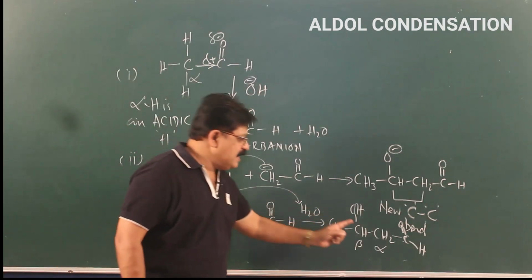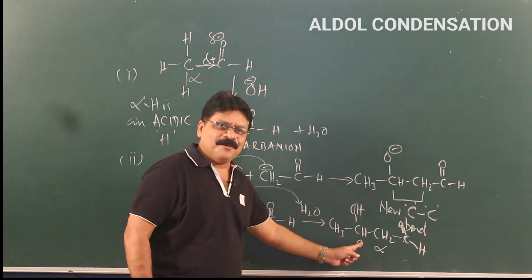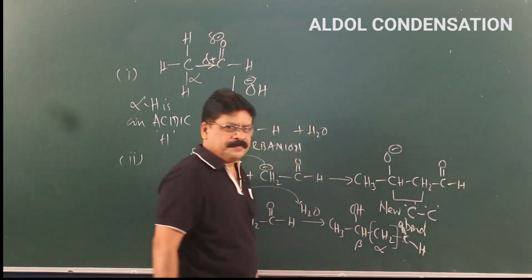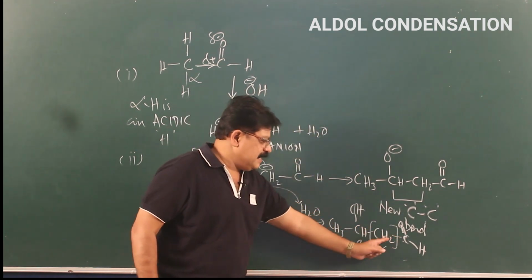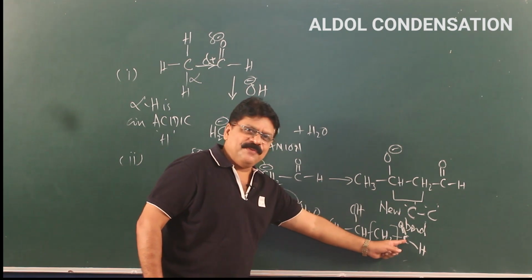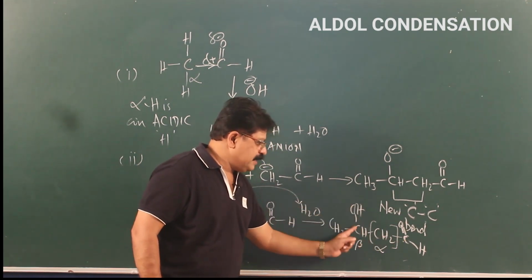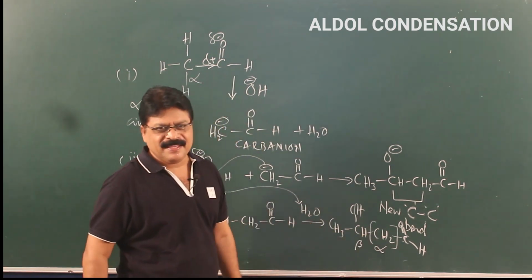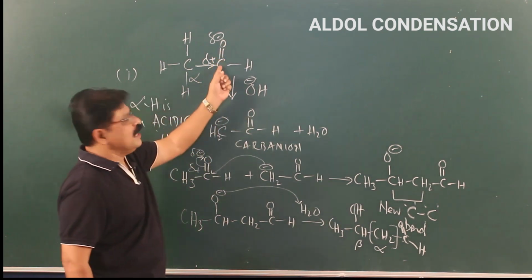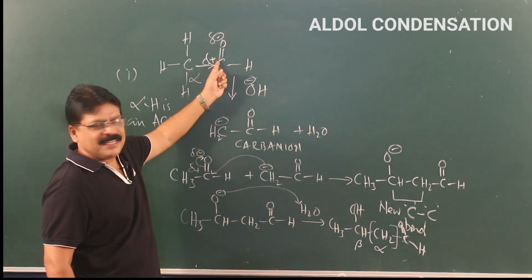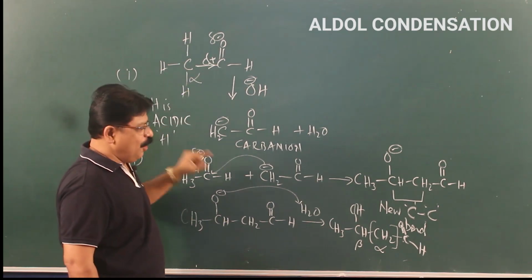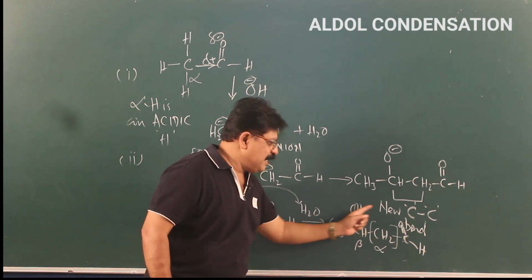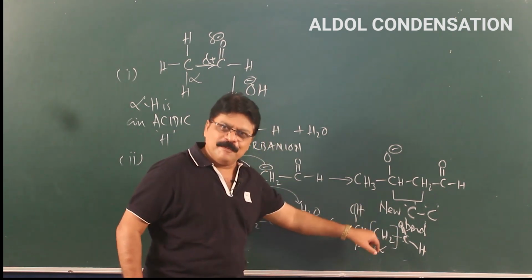Next, once an aldol is formed, look at the alpha hydrogen now. This alpha hydrogen is sandwiched between two oxygen-bearing carbons. Its acidity has further increased. Earlier, there was only one oxygen-bearing carbon, and this we said was acidic. Now, it is sandwiched between two carbons which contain oxygen.